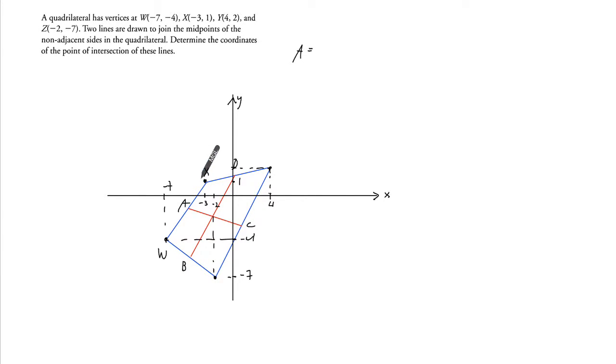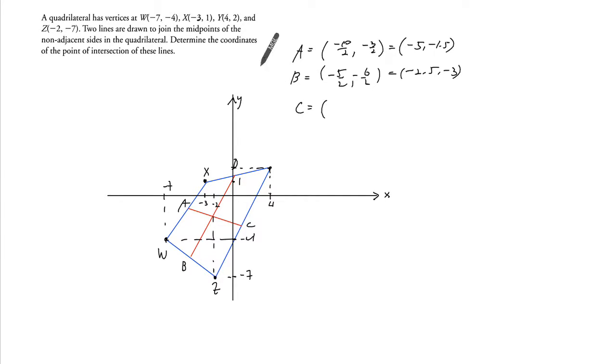So A is a midpoint between X and W, so it's going to be negative 10 over 2, negative 3 over 2. Okay. B is going to be the midpoint between W and Z, right? So negative 5 over 2 and negative 6 over 2. So that's negative 2.5 and negative 3.